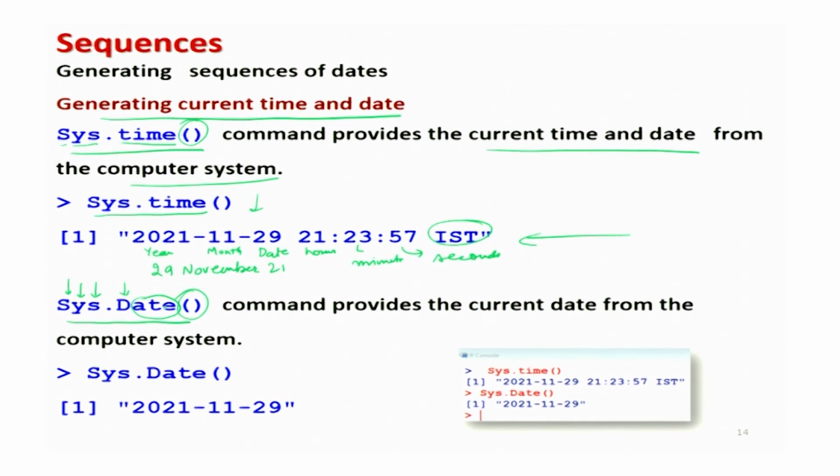So if you try to execute this command in the R software, it will give you the value like this, where the S and the D are in uppercase. This is going to give me the same date which I showed you here, which is 29th November 21, right? And this is the screenshot, just to show you that this was the time when I prepared the slides. Okay, so now let me show you these commands on the R console also, so that you get more confident.